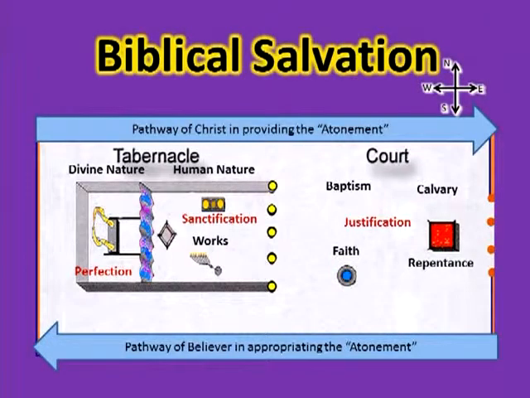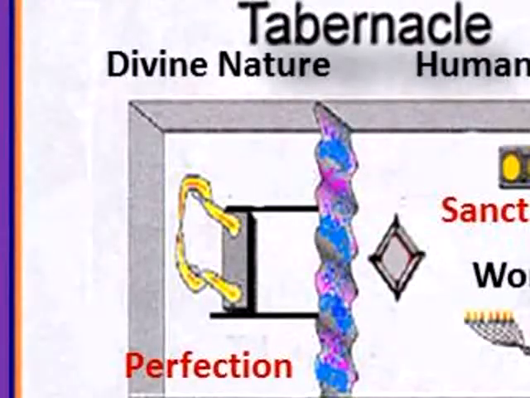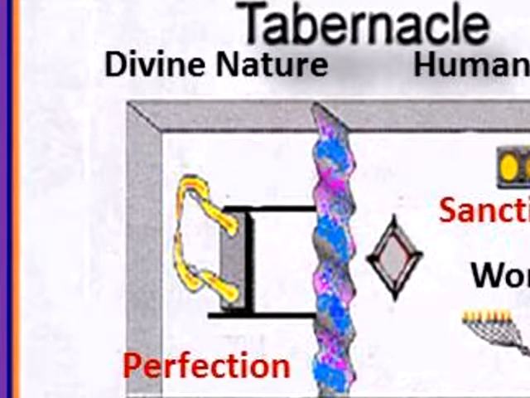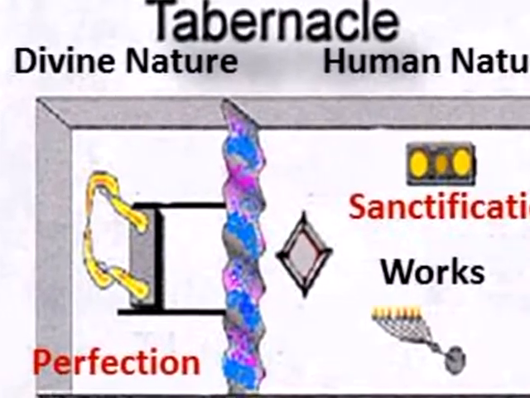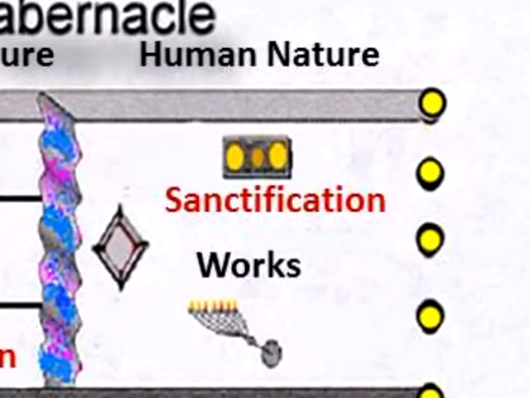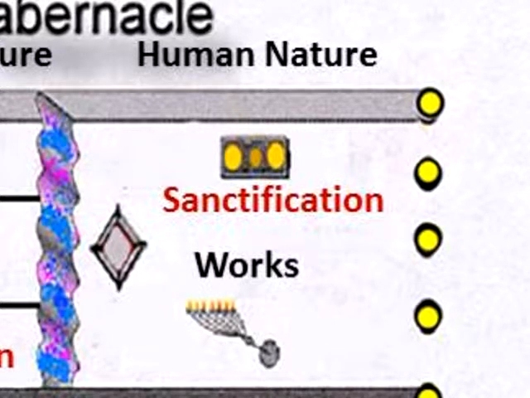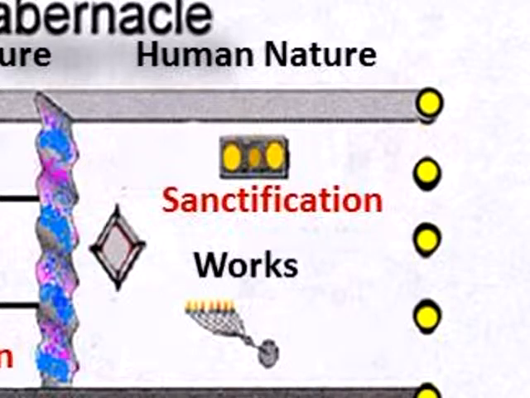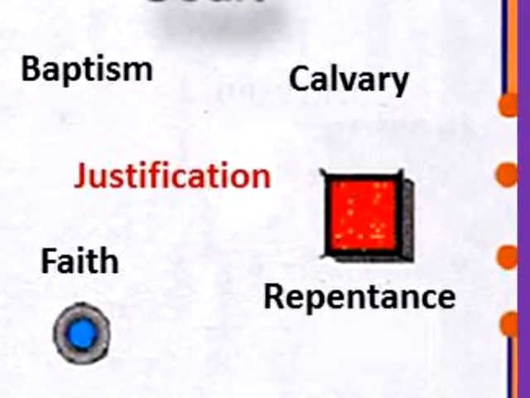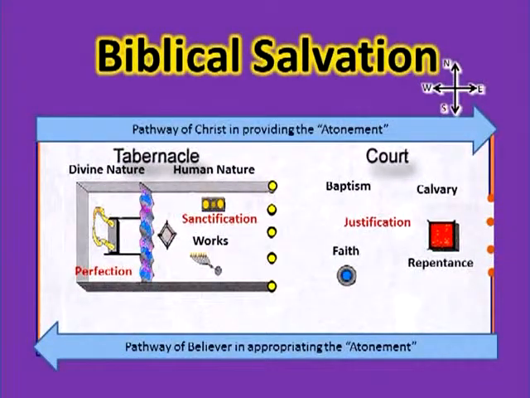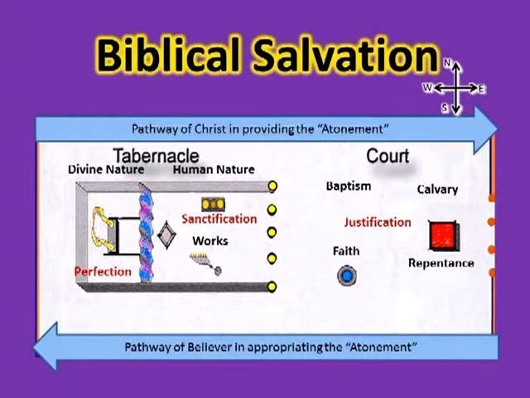Now, we understand that the Ark of the Covenant represents God's throne. So, this is where Christ began. Christ started out in heaven. But then, Christ came to the earth, brought it into this world as a human, took on the human nature, came as a baby, and he grew up in this chamber. Then, he came to the laver, which represents baptism. Then he was crucified here on Calvary. Okay, so here we see Christ's path to come get us. So this is the pathway of Christ in providing the atonement.